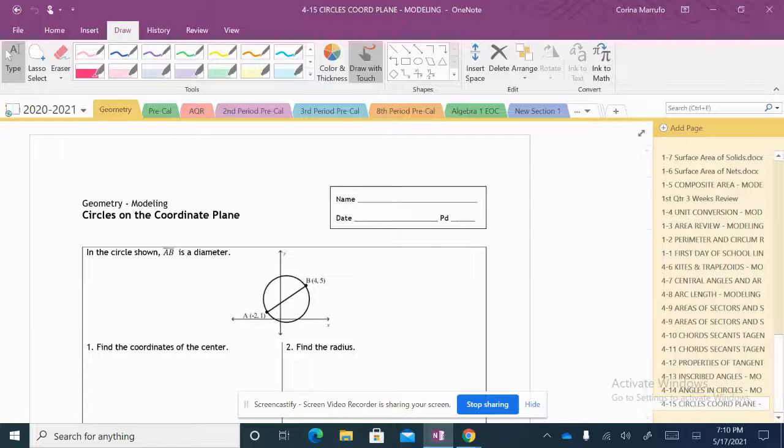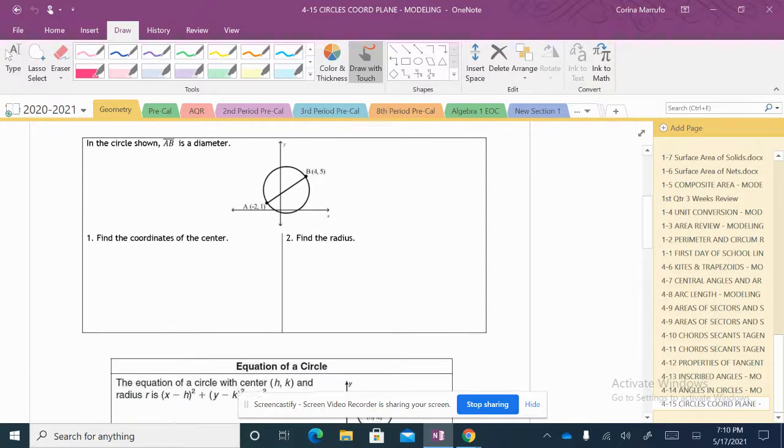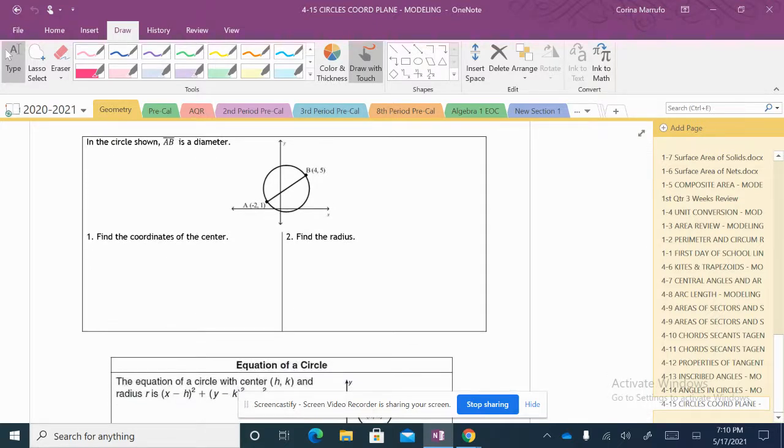Alright, so the next topic that we're going to cover is circles on the coordinate plane. In the circle shown, AB is the diameter. It tells us to find the coordinates of the center. Remember the formula for the center, that's going to mean that we're going to find the midpoint.